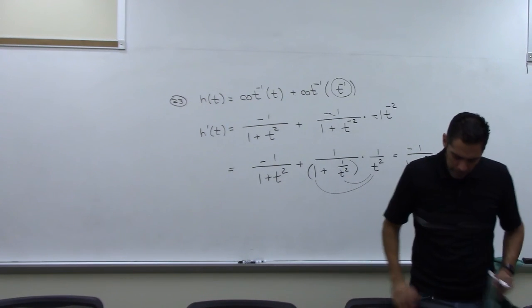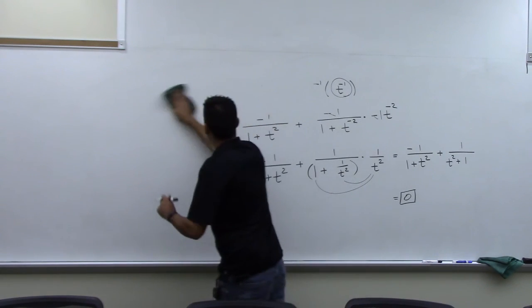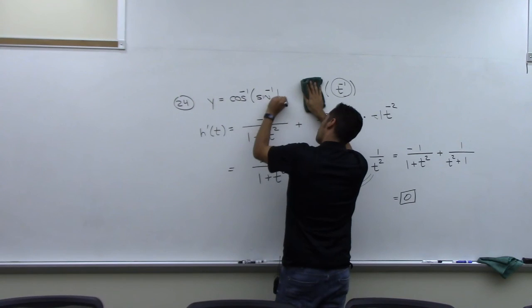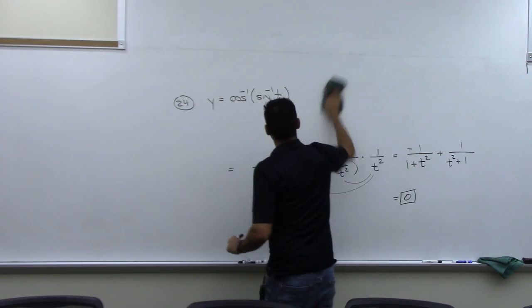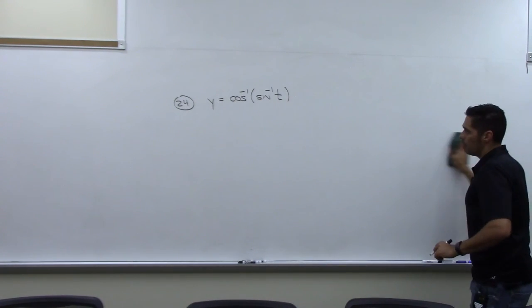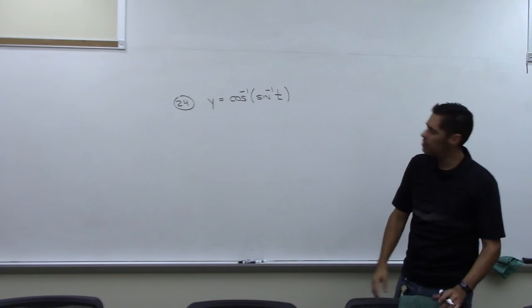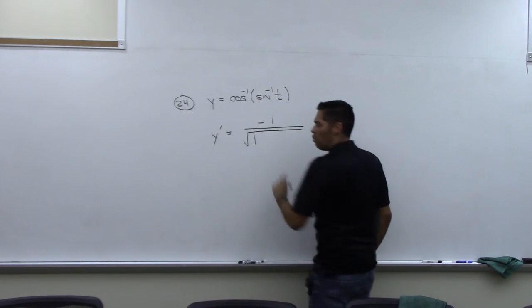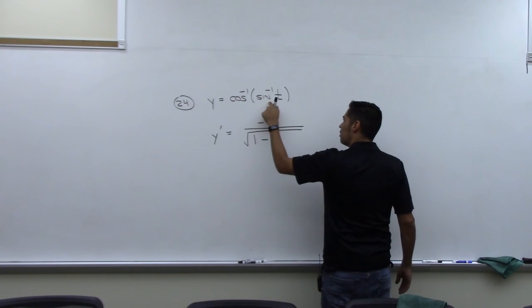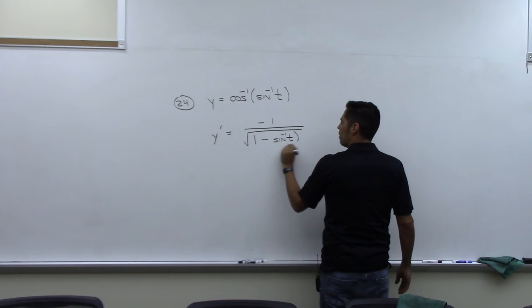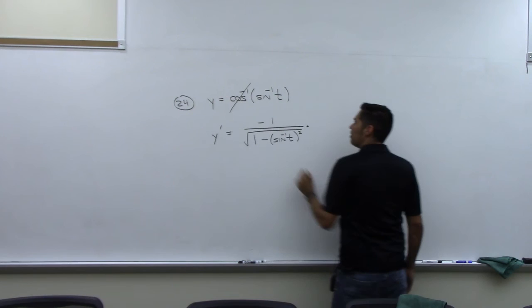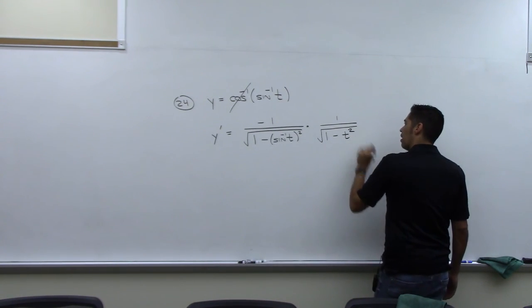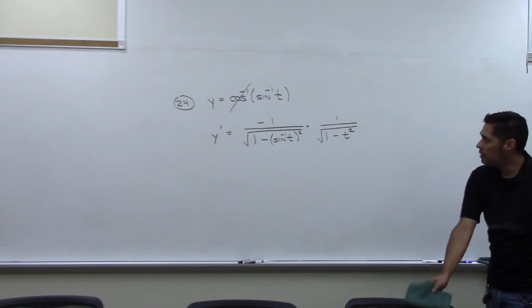All right. Cosine inverse of sine inverse of t. Chain rule. So you start with the outer function, which is cosine inverse. The derivative of cosine inverse of something is -1 over the square root of 1 minus that something squared, which is arcsine of t, times the derivative of arcsine of t, which is 1 over square root 1 minus t squared. And that's it. We're just going to leave it like that.